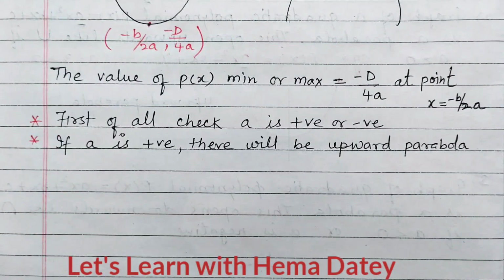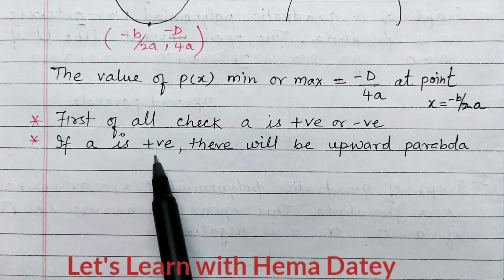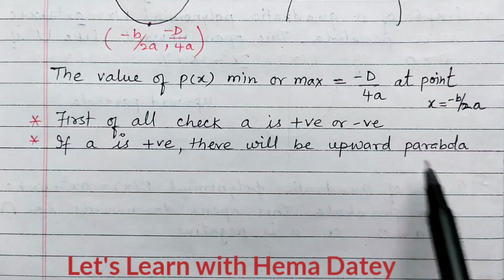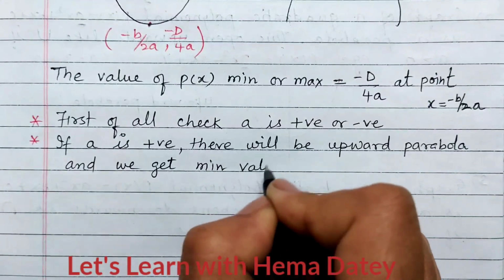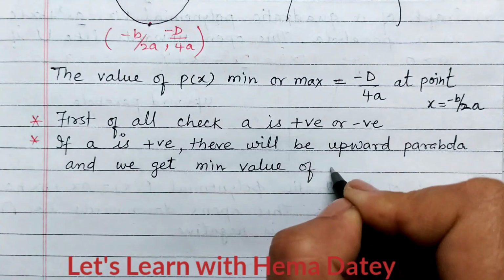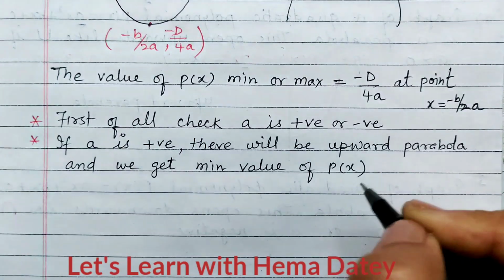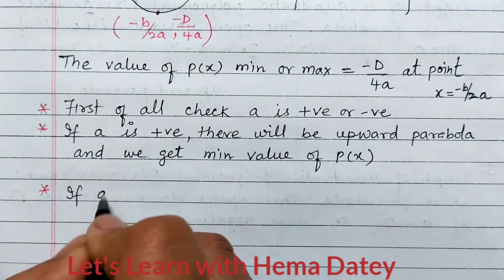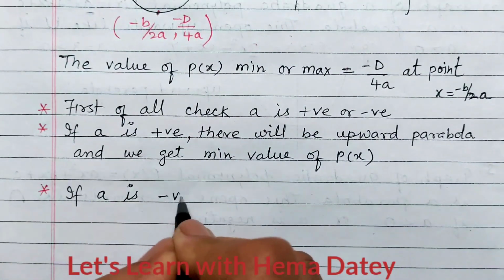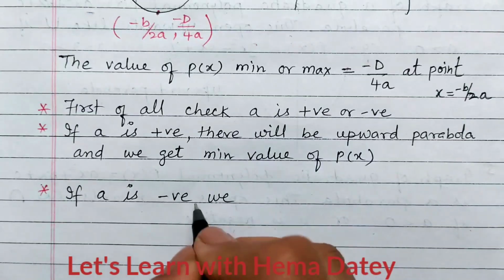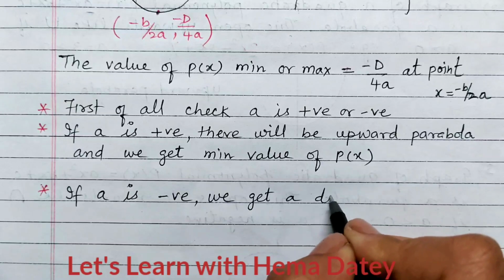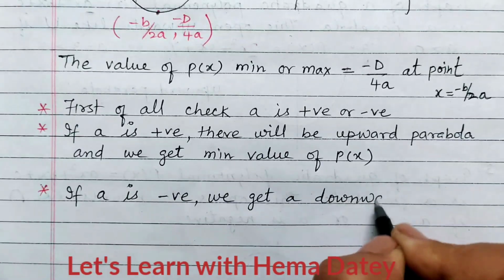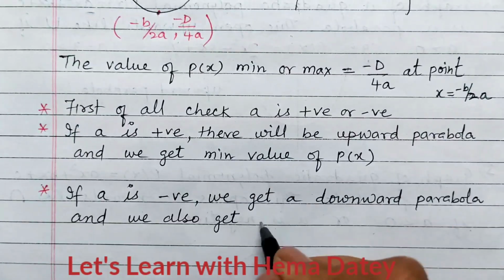To get the minimum or maximum value of a polynomial, first of all we check whether a is positive or negative. If a is positive, there will be an upward parabola and we get the minimum value of p(x). If a is negative, we get a downwards parabola and we also get a maximum value of the polynomial p(x).